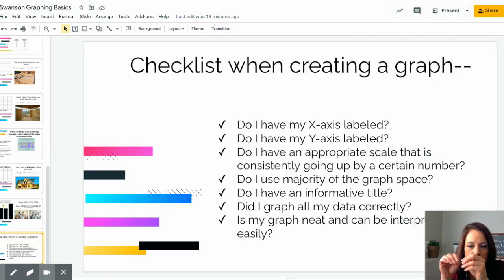Is my graph just in a tiny little corner with little baby bars, or did I kind of spread it out? Is my title informative? Just take your question and put it right up at the top of the graph. Did I graph all my data correctly? And is my graph neat and can it be interpreted easily? Those are the questions that you should be asking yourself or double checking once you've created a graph.